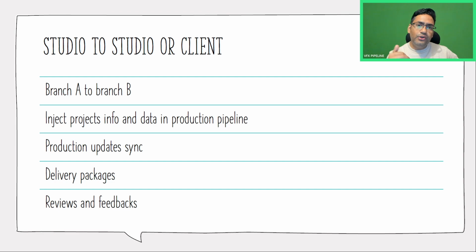Now, studio to studio or client. This is where, if you have a studio with multiple branches, maybe within India or within any other country, it's fine. Or maybe you are sending your information and data from studio to clients, like branch A to branch B, or injecting the project info and data into the production pipeline. So if you got a project, you get the information: the list of all the shots and tasks and storyboards with plates, and now you need to inject it inside your pipeline.